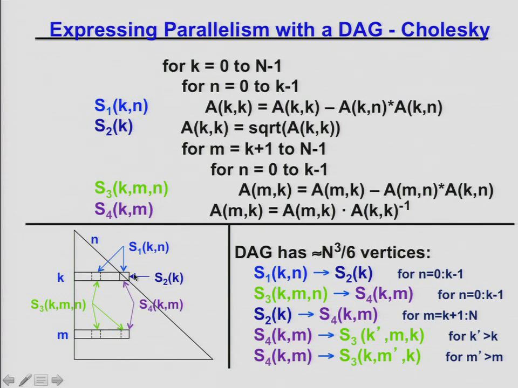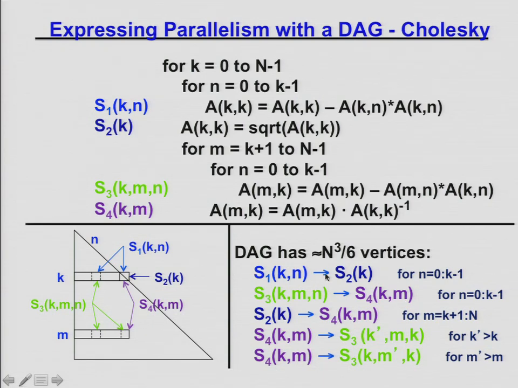So I can't take the square root of this guy before I finish subtracting all the entries before it, before I finish this loop. So that means that statement S1 of k, n is going to have an arrow to statement S2 of k, because I have to finish all of these before I get there. And similarly, there are lots and lots of arrows between the other ones.